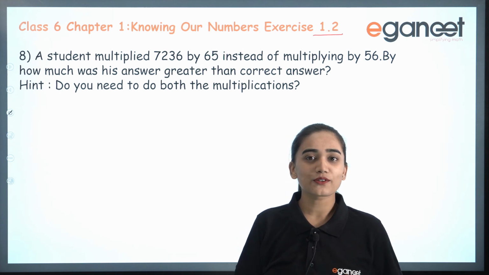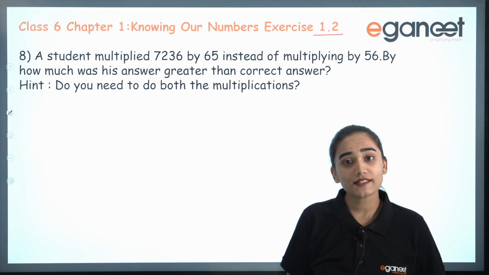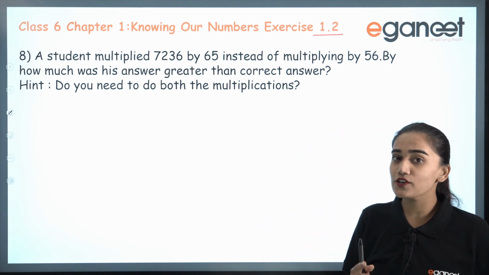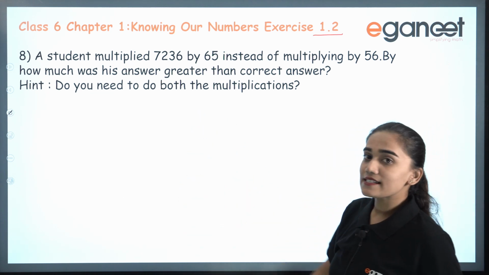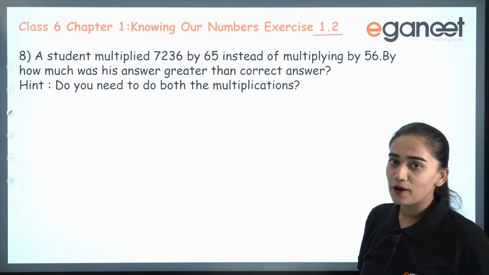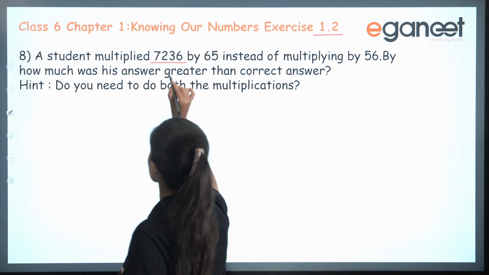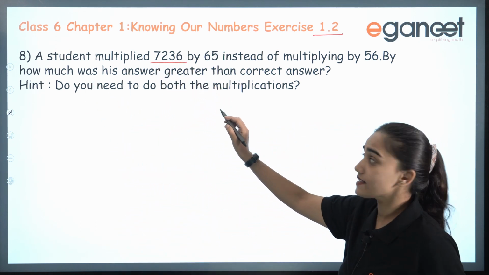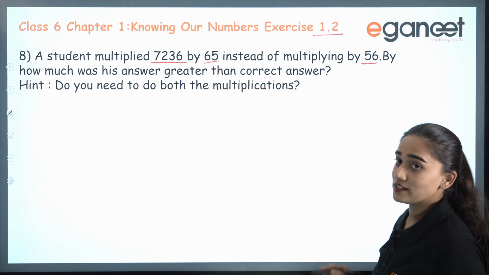So today we are going to discuss one word problem from exercise 1.2 from the same chapter, that is the first one, Knowing Our Numbers. Let us discuss what is given in this word problem. A student multiplied 7236 by 65 instead of multiplying by 56.